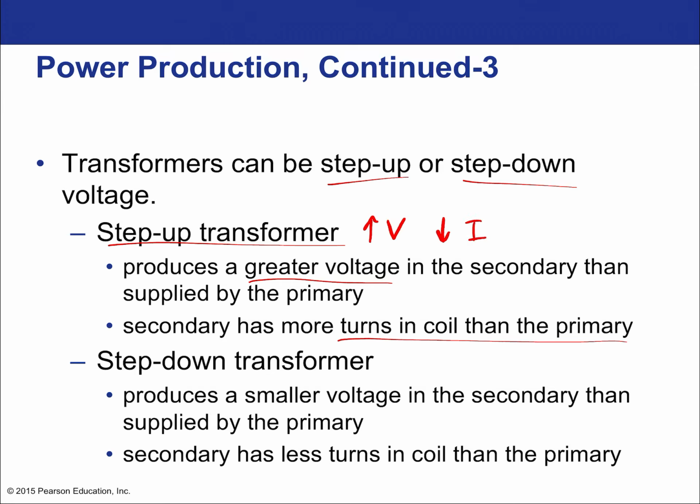And we know that current must go down because power is VI, and the power can't change. There can be a loss of power due to inefficiencies in the system, but you can't just have energy created from nowhere, which means if you increase something, you have to give something up.